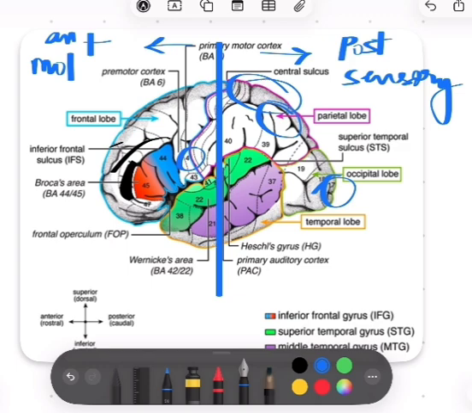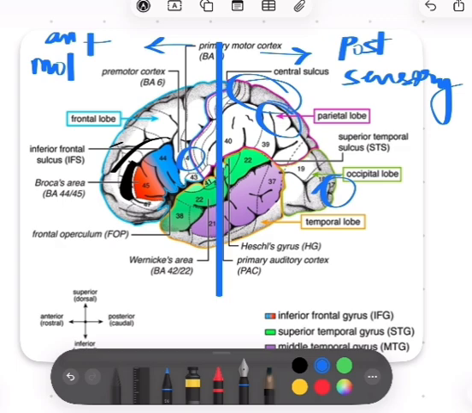Then we have area 18 and 19, which are visual association areas. 18 and 19, visual association areas, the remaining part of your occipital lobe. Okay. 17 is primary visual or striate area. It's in the banks of the calcarine fissure in the occipital lobe.